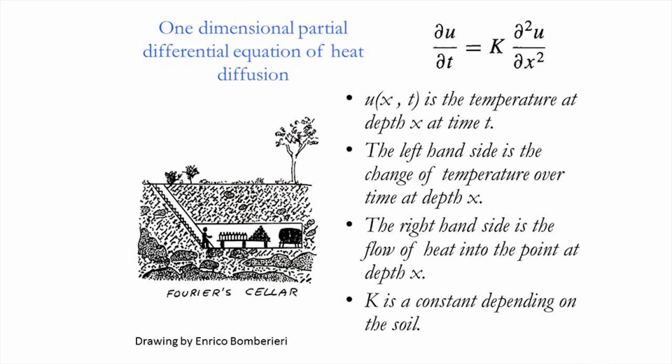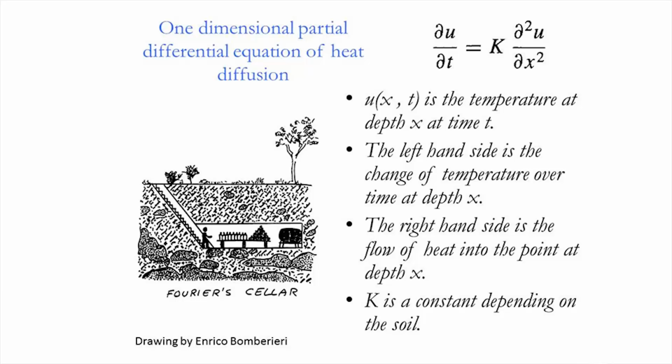On the left-hand side, u again is the temperature. This du by dt, that expression up there, that's just the rate of change of temperature with time at a point x. So that's the rate of change of the temperature over time. And on the right-hand side, the K is a constant of proportionality depending upon the soil. So we'll have a value for it. It's got to do with the conductive properties of the soil, whether it's clay or sand or whatever. The other term, d2u by dx squared, well, that's the flow of heat into the point.